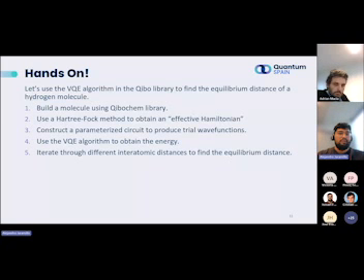First, what we're going to do is build the molecule using the KiboChem library, and then use a Hartree-Fock method to obtain the energy and build an effective Hamiltonian using the 1 and 2 body integrals. Then we will construct a parametrized circuit to produce different trial wave functions and use the built-in VQE algorithm to obtain the energy. And finally, to find the equilibrium distance, we will iterate through different interatomic distances to find the one which has less energy.